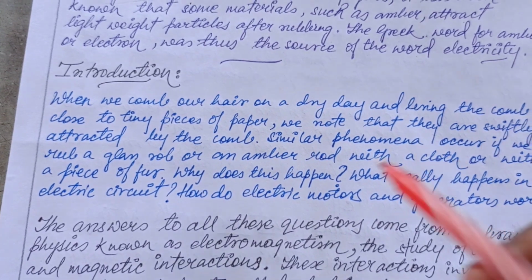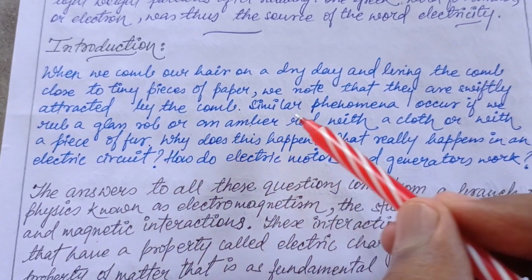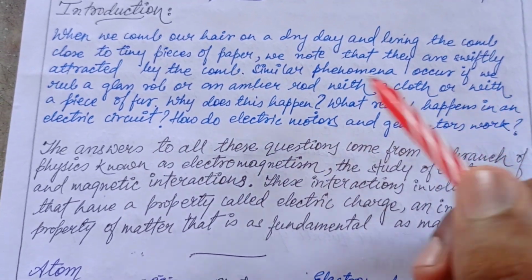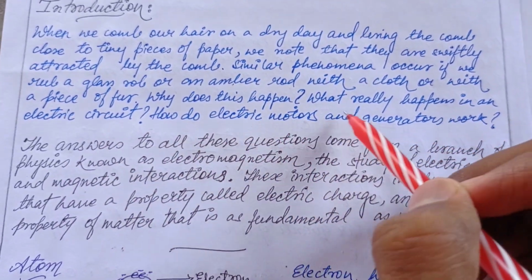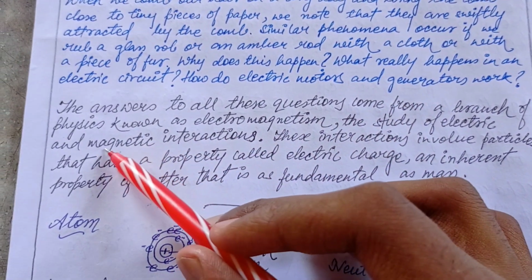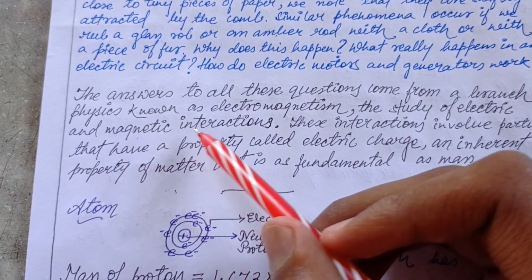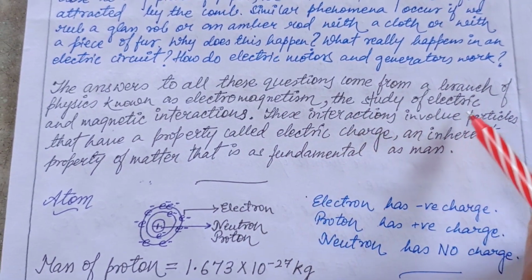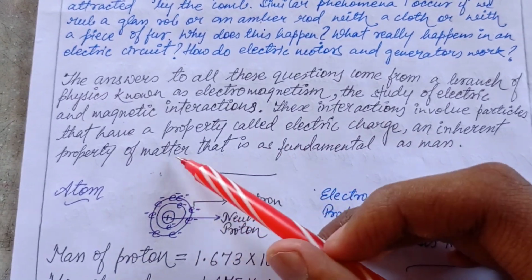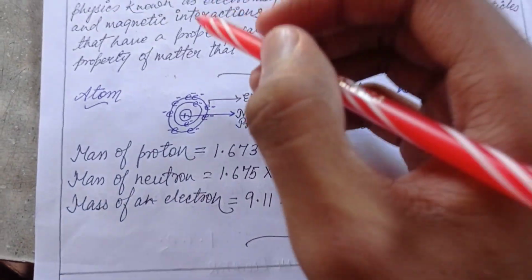A similar phenomenon occurs if we rub a glass rod or an amber rod with a cloth or with a piece of fur. Why does this happen? What really happens in an electric circuit? How do electric motors and generators work? The answers to all these questions come from a branch of physics known as electromagnetism, the study of electric and magnetic interactions. These interactions involve particles that have a property called electric charge, an inherent property of matter that is as fundamental as mass.